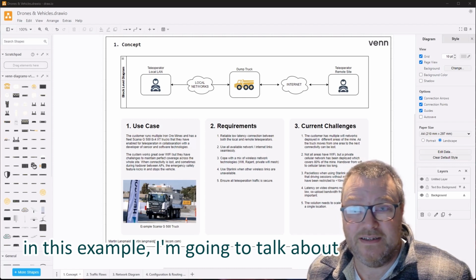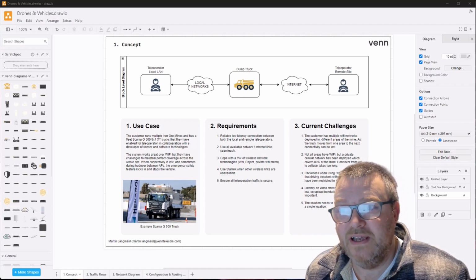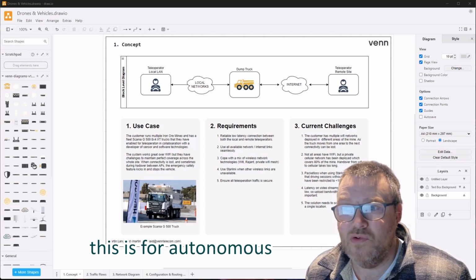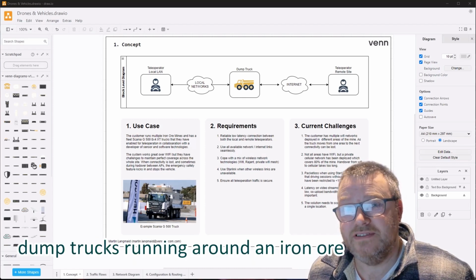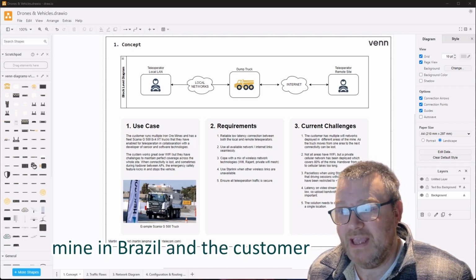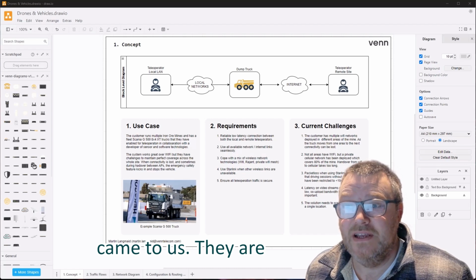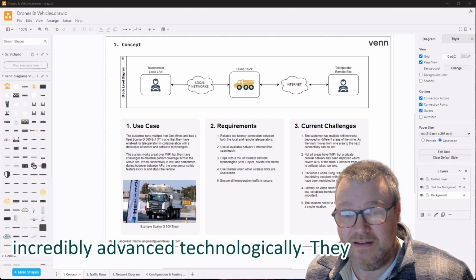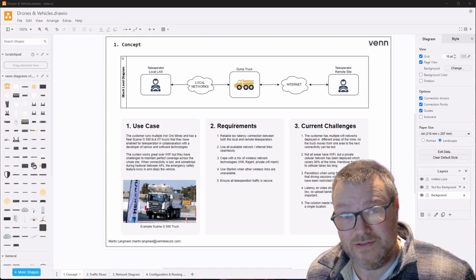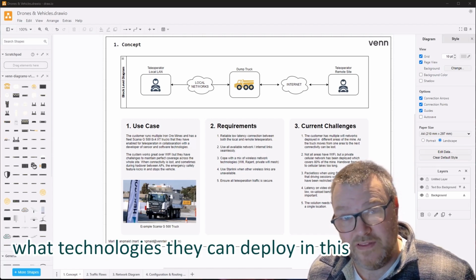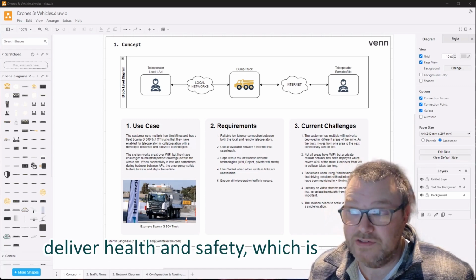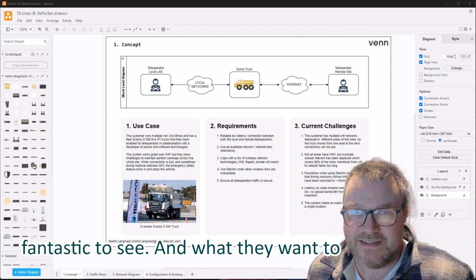So in this example, I'm going to talk about a use case in Brazil, and this is for autonomous dump trucks running around an iron ore mine in Brazil. And the customer came to us. They are incredibly advanced technologically. They are really pushing the envelope as to what technologies they can deploy in this mine to make things more efficient, to make things more cost effective, and to deliver health and safety, which is fantastic to see.